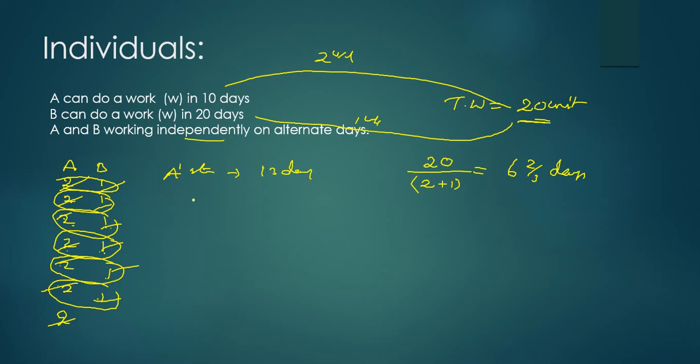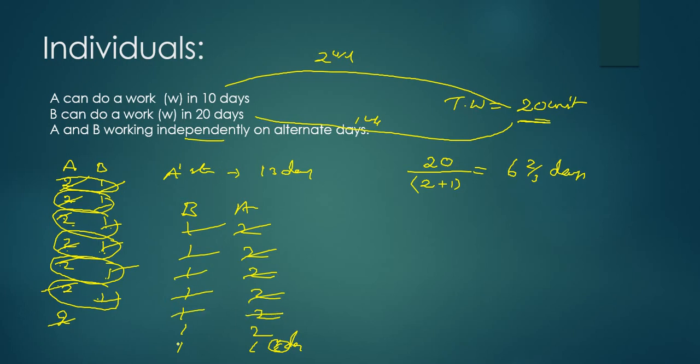What happens if B starts? B then A: 1, 2, 3 units is over. 1, 2, 6; 1, 2, 9; 1, 2, 12; 1, 2, 15; 1, 2, 18. Again B does 1, making 19 units. But A takes 1 day to complete 2 units. So to do 1 unit, A will take how much time? Only half a day. So if B starts the work, how many days are required? 1, 2, 3, 4, 5, 6, 7, 8, 9, 10, 11, 12, 13. Here A is taking only half a day to complete 1 unit of work. So if B starts, the answer is 13.5 days.